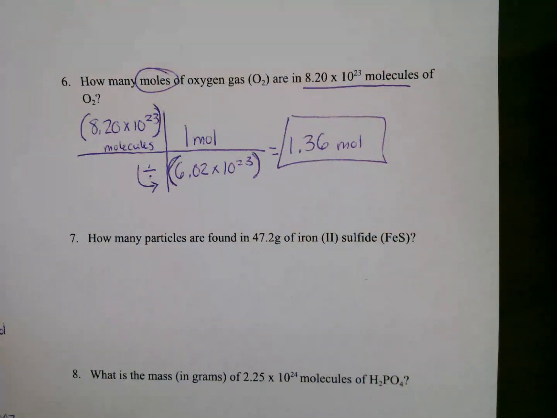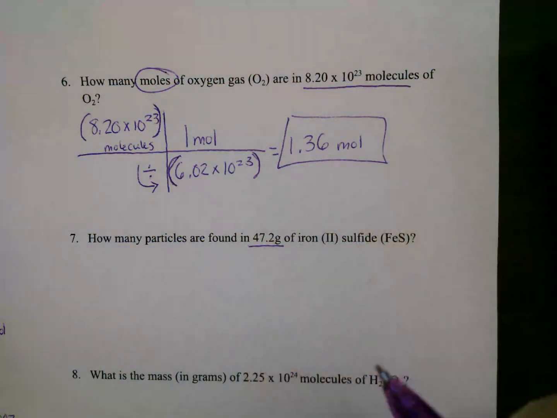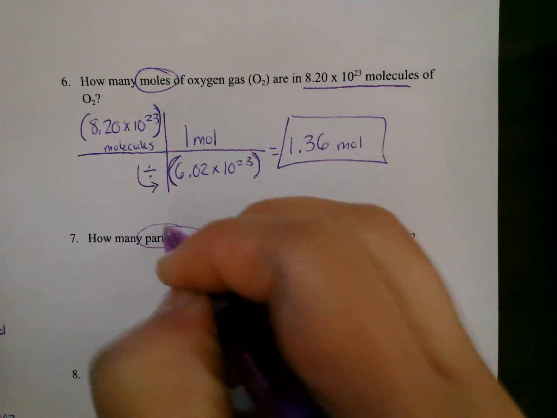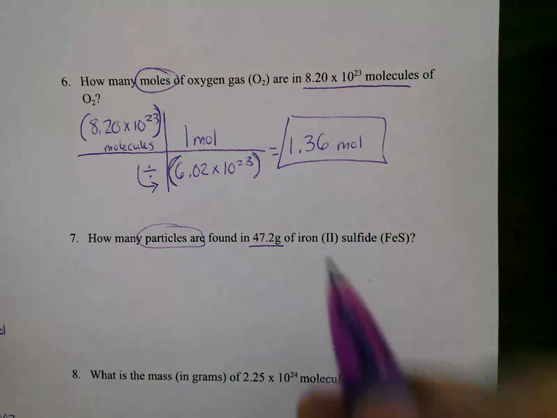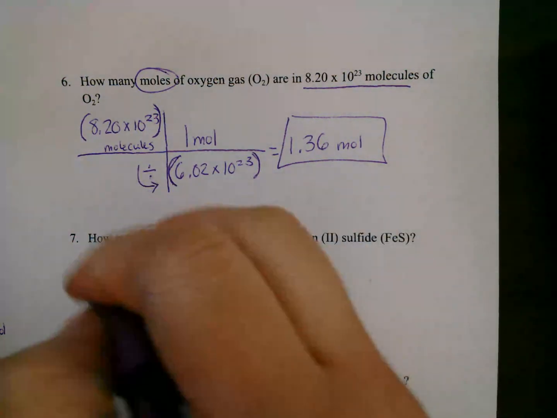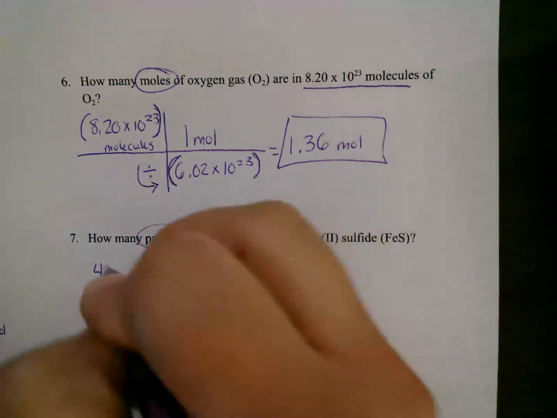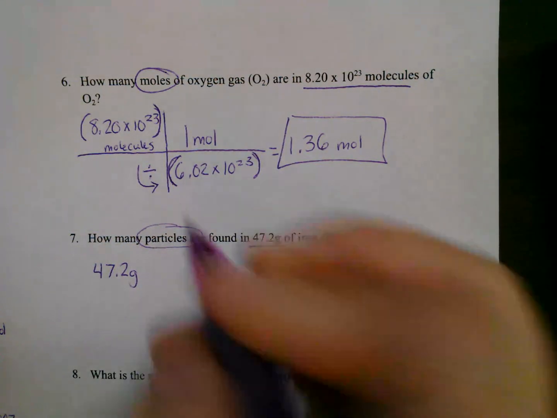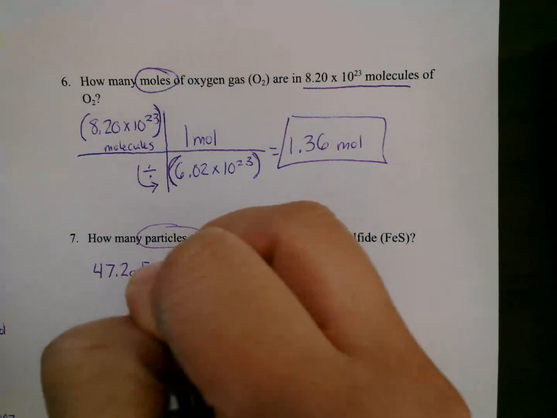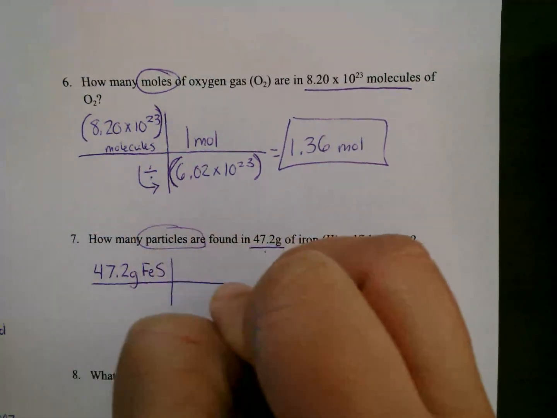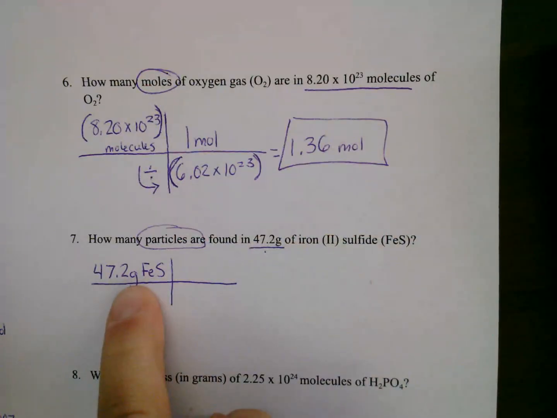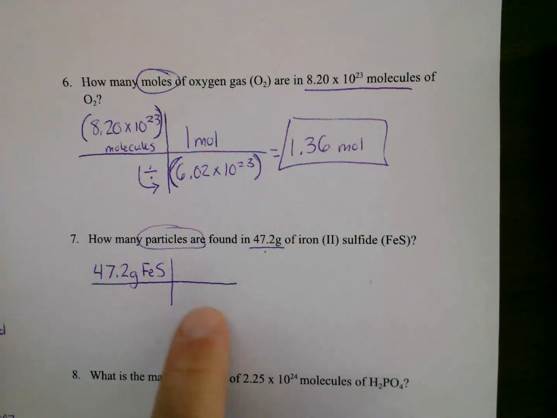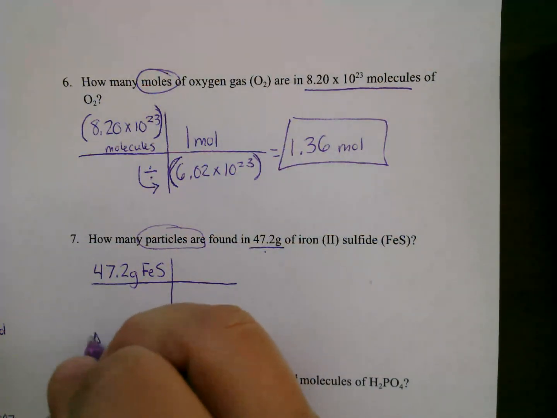Number 7, how many particles are found in 4.72 grams of iron 2 sulfide? This time I'm given grams and I want particles. So this is a two-step equation. I'm going to start with my grams, my given, 47.2 grams of FeS. Below that, since I started with grams, I'm going to want my molar mass. So I'm going to do that down here at the bottom.